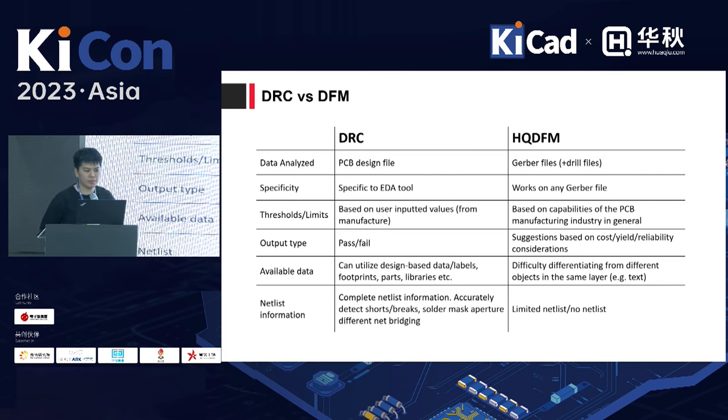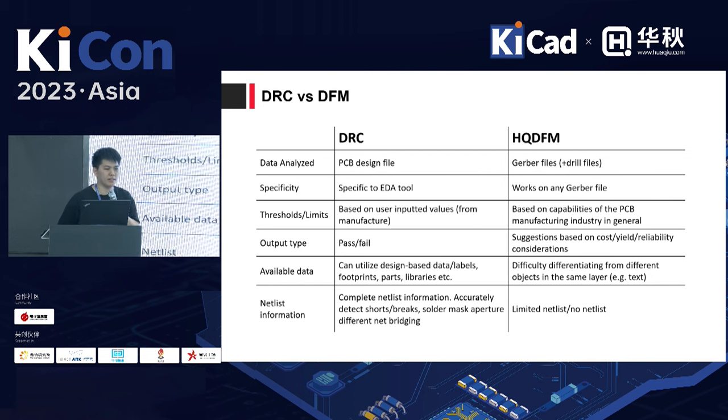Okay, the limits. DRC gives you a pass-fail kind of response, so it really depends what you put into it. If you say my minimum drill hole size is 0.2, then if you go below that, it's going to give you an error. If you're above that, it won't give you an error. But really, that just depends on what you input into KiCad. Just another thing: this is not saying DRCs are bad or DFM is better. They both have their own different niches, and really, you should be performing both.